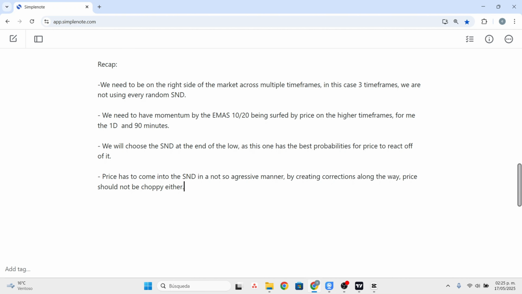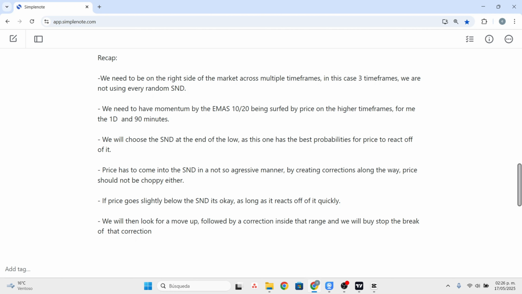Number 4, price has to come into the SND in a not so aggressive manner by creating corrections along the way, and price shouldn't be choppy either. Number 5, if price goes slightly below the SND, it's all good as long as it reacts off of it quickly. We will then look for a move up, followed by a correction inside that range, and we'll buy stop the high of that correction.